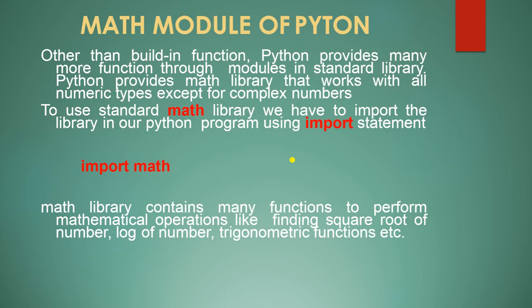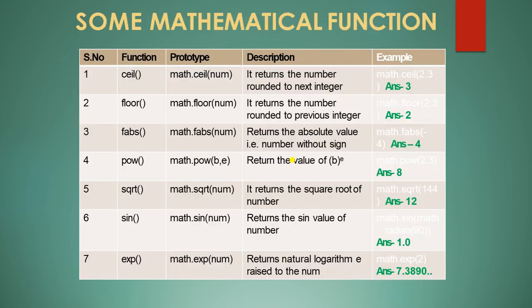This math module contains functions to perform mathematical operations like finding the square root of a number, log of a number, trigonometric functions, etc. These are some mathematical functions. The first one is ceil. In the prototype, math dot ceil, then you pass the numeric value. The description: it returns the number rounded to the next integer. For example, math dot ceil 2.3 will give you the answer 3.